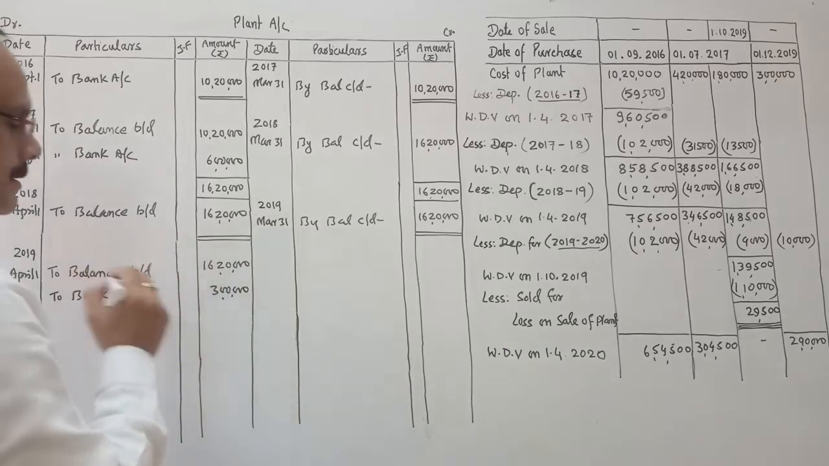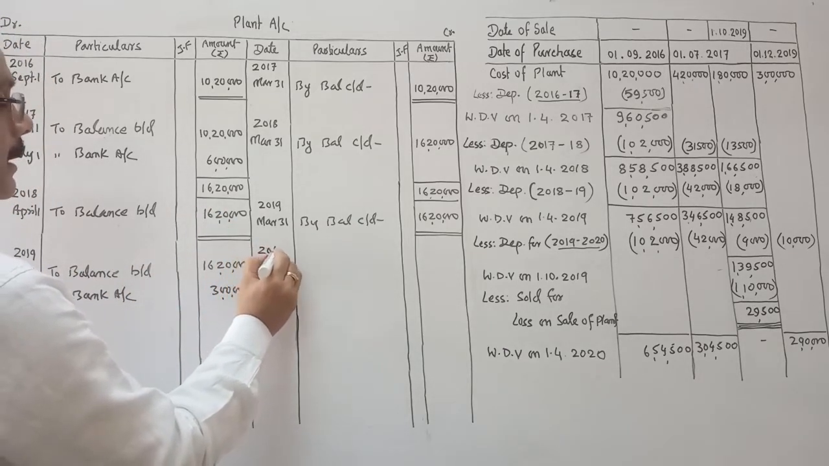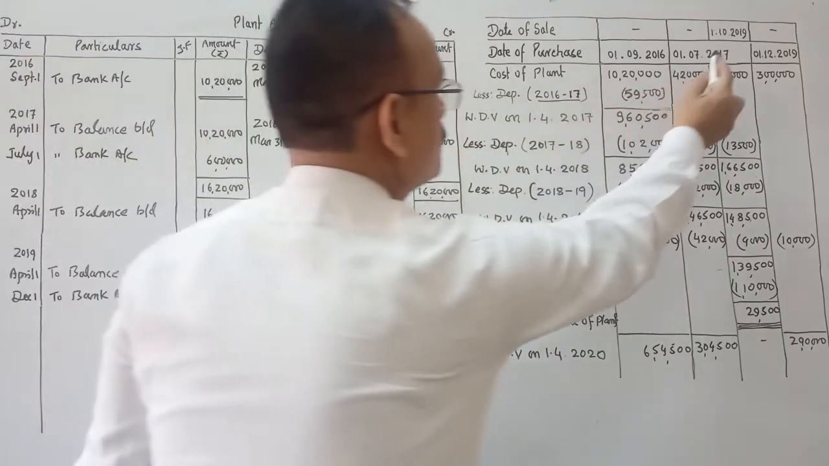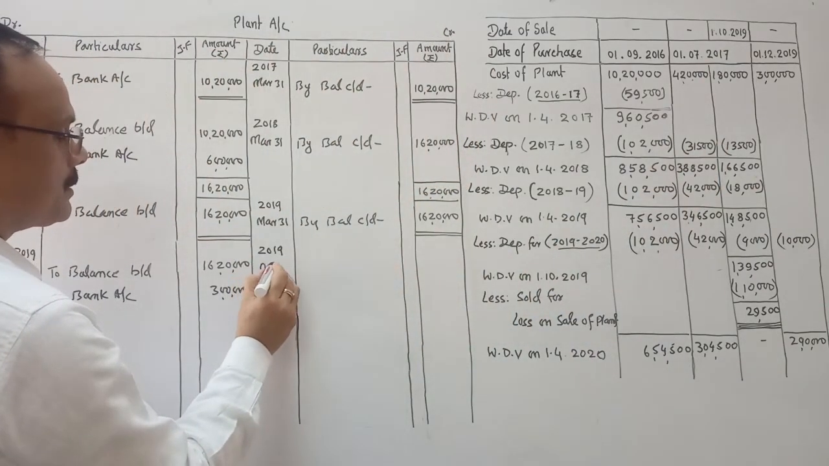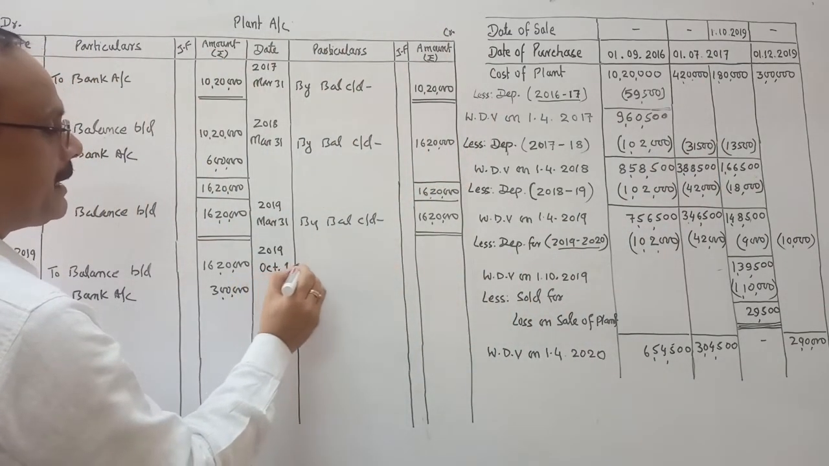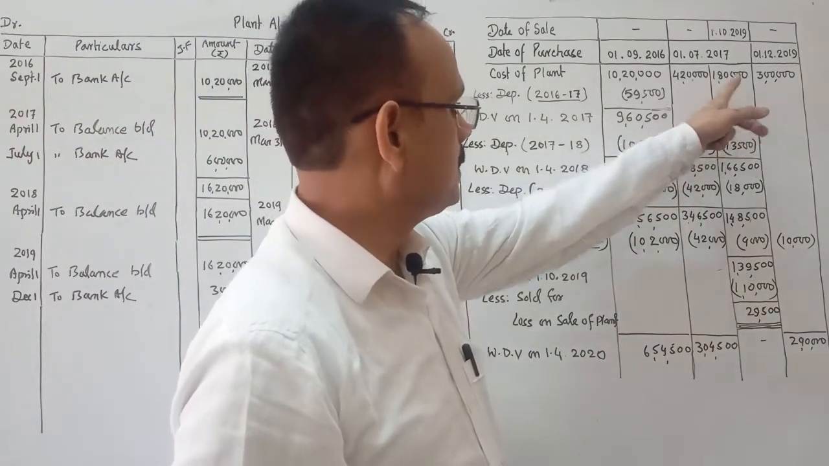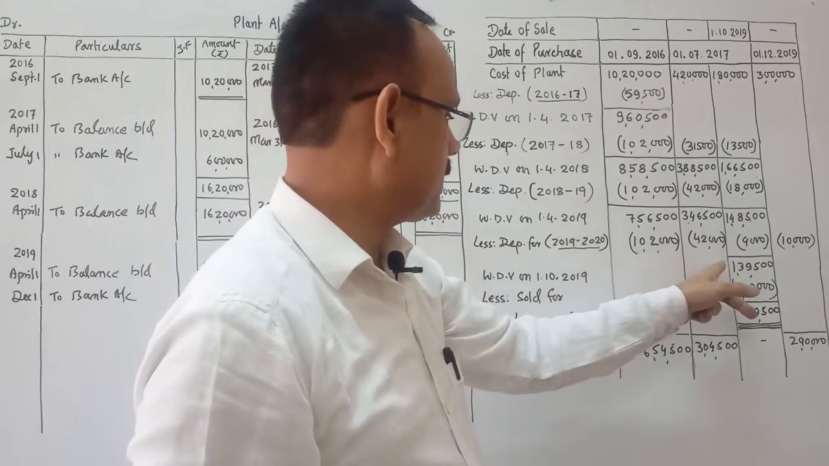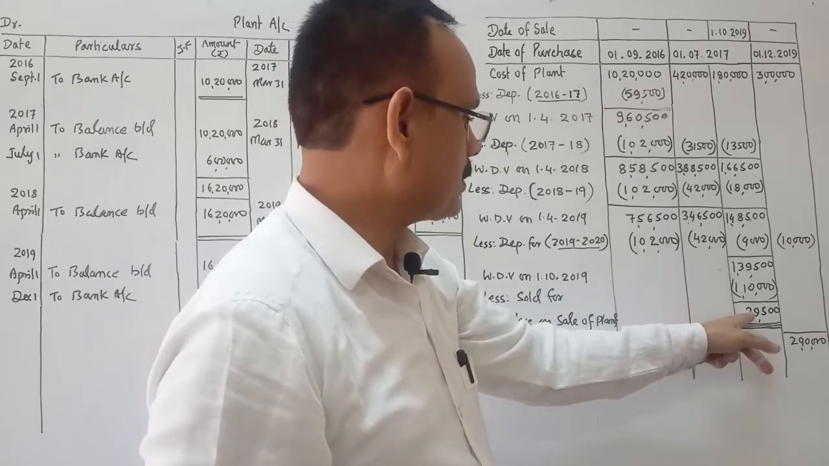Okay, it is purchased. Now, in this financial year 2019-20, on 1st October 2019, one machine was sold. The written down value as on this date was this. They sold it for 1,10,000 and the loss is this.